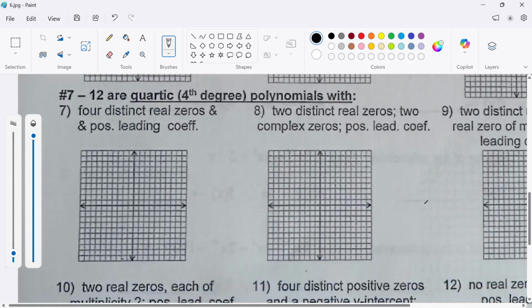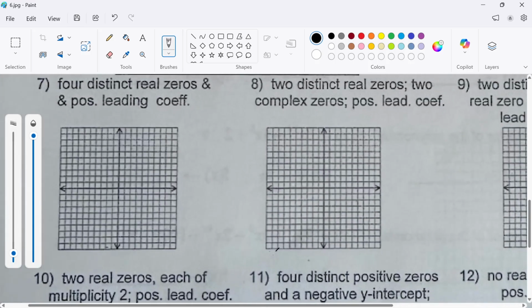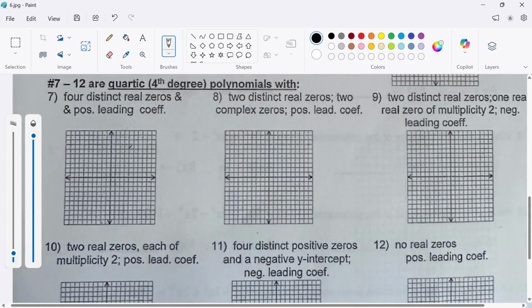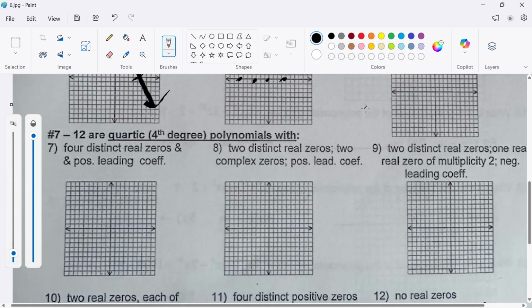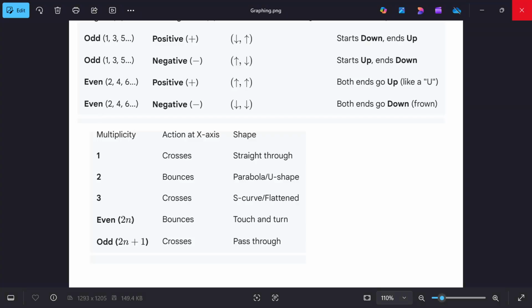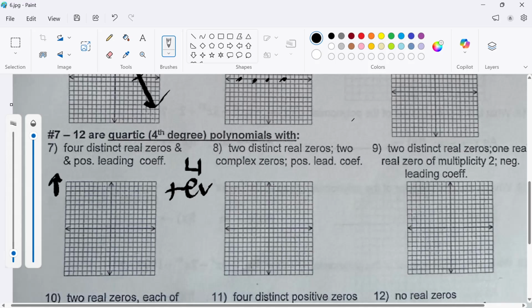And then you can do the rest of them yourself on this sheet if you have it. I'll just do one more. This is 4th degree, so that's even, positive. Even positive is up, up. So I'm just going to write it here so I remember: up, up. And it says 4 distinct real zeros. 1, 2, 3, 4. So it goes like that. Sometimes it's got to go like that and that. So quartics, to the 4th power, are going to look somehow like W's.